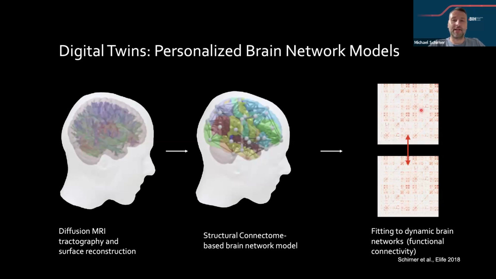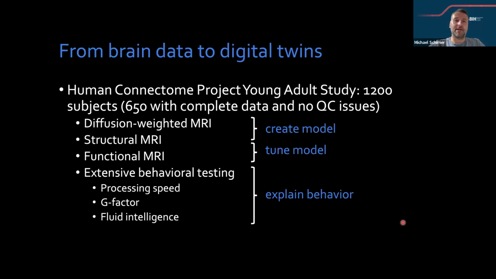So we have our empirical functional connectivity measured in the MRI, and we have the output of the model. And now we tweak the parameters, we tune the parameters in order to maximize this fit. This is the target of the simulation.